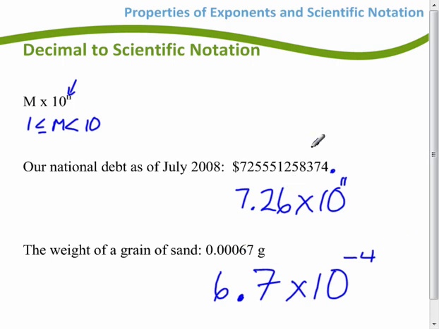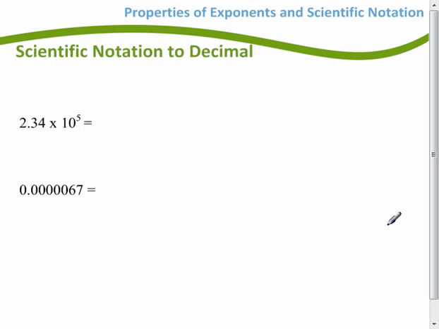So that's how I can change from decimal notation to scientific notation. Let's try going the other way. Here's some numbers in scientific notation. Here's one in scientific notation. This one, I guess, is decimal. I want to change that to decimal notation. So what I do is I take the decimal from where it's at.